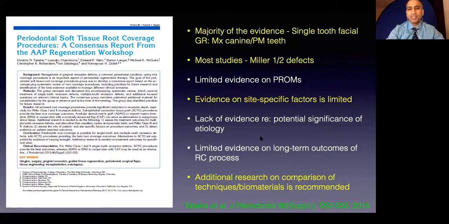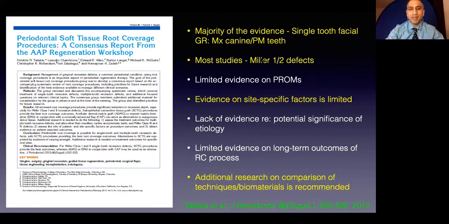And what stood out to me was the fact that the majority of the evidence that we look at is derived from maxillary canine and premolar teeth. And most studies we look at are for Miller class 1 and class 2 defects. And these are the most successful because they're the most amenable to root coverage. And the canine premolar region is also very amenable for surgical manipulation because you've got good tissue, usually, you've got good vestibular depth. They also mentioned that evidence on site-specific factors is limited and that we need more research comparing various modalities of treatment.